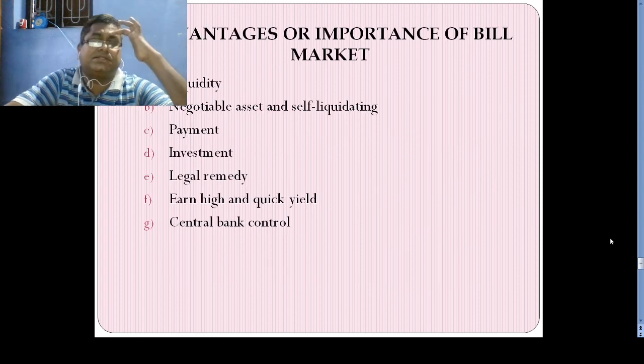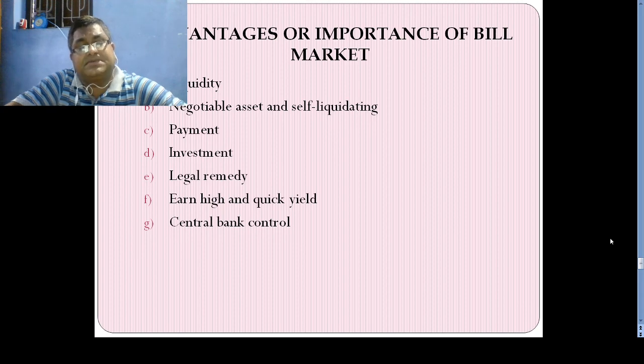Another topic is the importance of the bill market. One is liquidity. Bills can be converted into cash very easily through bills of exchange and promissory notes, so their liquidity can be maintained. They are negotiable assets with a duration of 3 months or 6 months, and the transaction can be made within 6 months, so it is self-liquidating. The payment period is fixed, and if a bill is dishonored there is a discounting amount, and investment arises, and legal remedy can be made through this type of bill market.